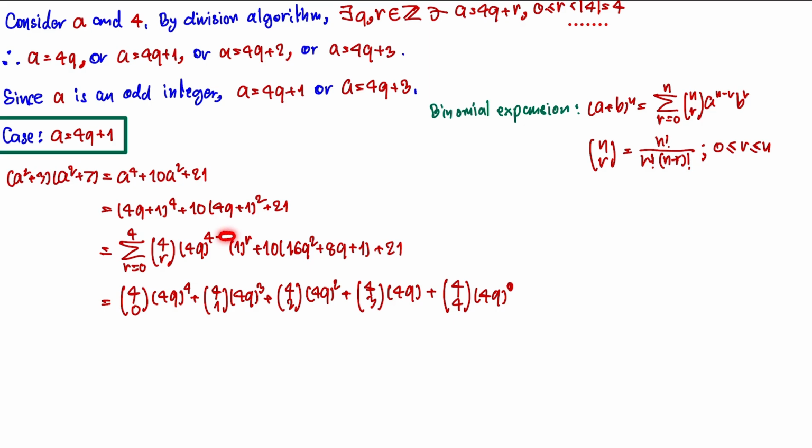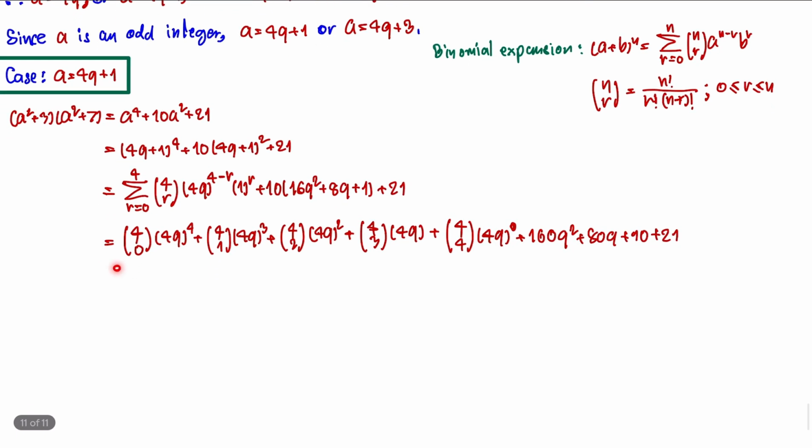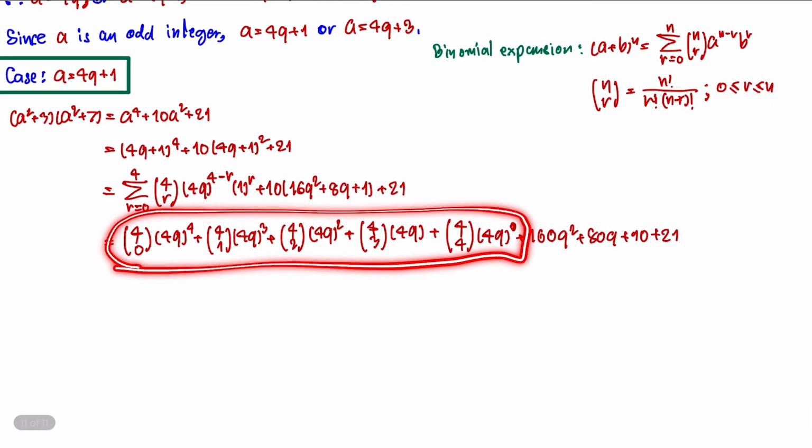So we're gonna have r right here, 4 right here. Okay, expand 10 into this term, so we're gonna have 160q squared plus 80q plus 10q plus 21, and try to simplify these 5 terms.